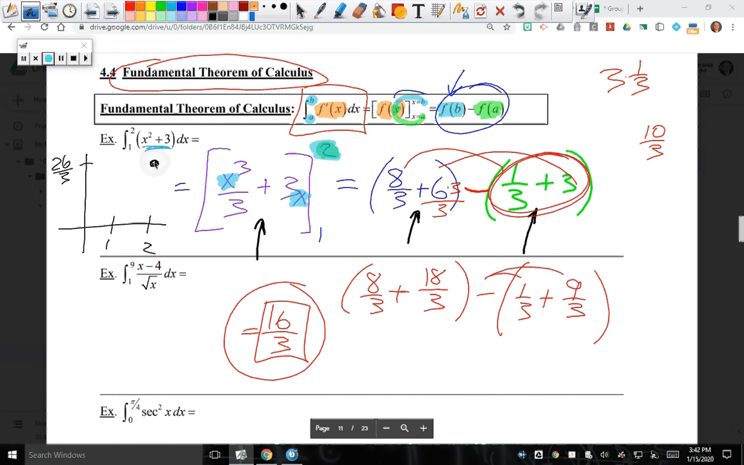This is leading to what Christian was saying earlier. Let's see if he can finish it off. My position is 26 thirds at 2. What was my position at 1? 10 thirds. What was the change in position? 16 thirds was a change in position. So as a y value, it just went up 16 thirds. Almost like you're in an elevator and you went up 16 thirds floors.